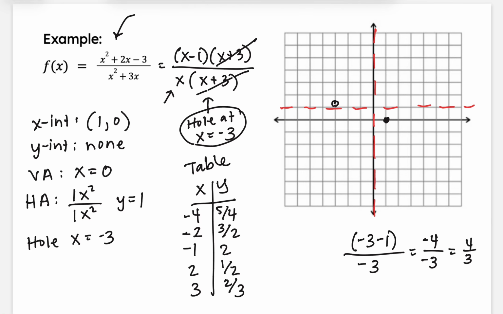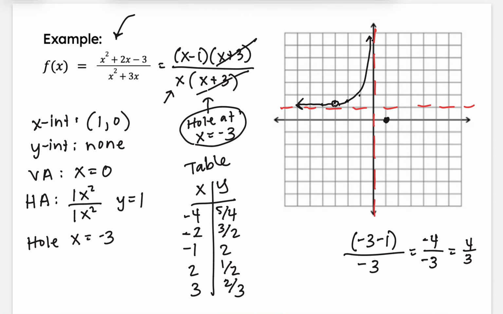So at negative 4, we're at 5/4, negative 2, 1 1/2, negative 1, 2. So we can kind of see on this side of my graph, we have that.